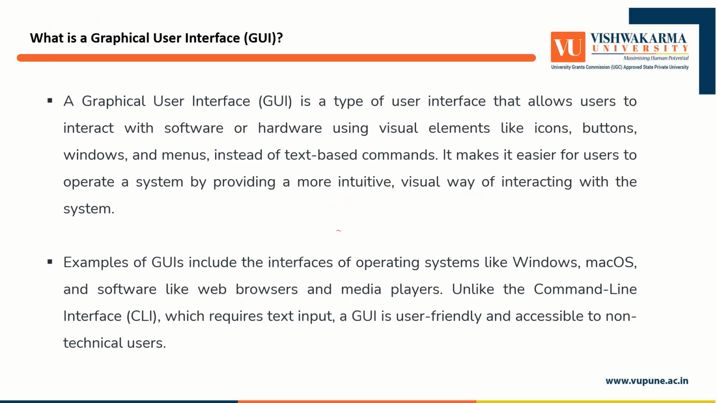So what is GUI or graphical user interface? A graphical user interface, GUI, is a type of user interface that allows users to interact with software and/or hardware using visual elements like icons, buttons, windows and menus instead of text-based commands. It makes it easier for users to operate a system by providing a more intuitive visual way of interacting with the system.